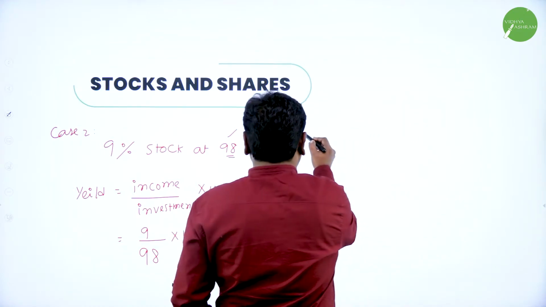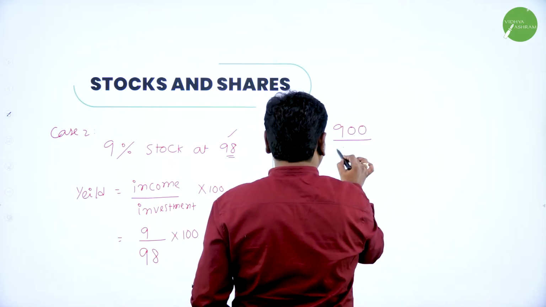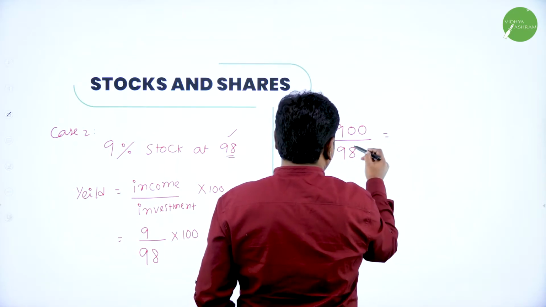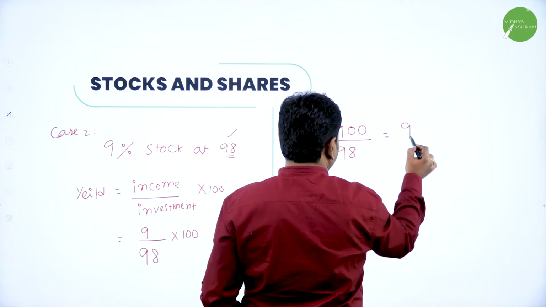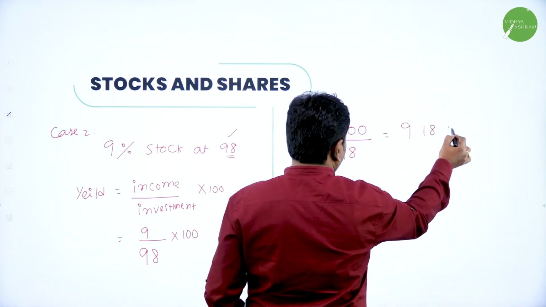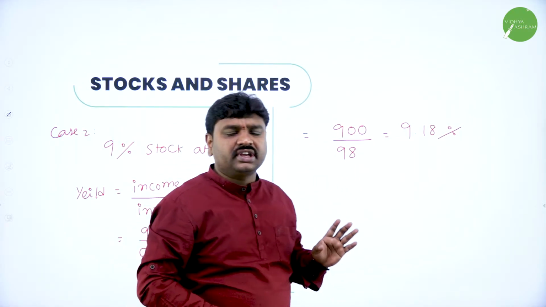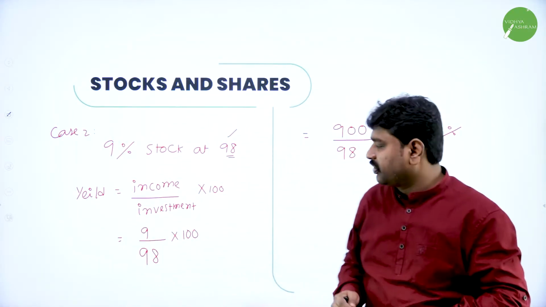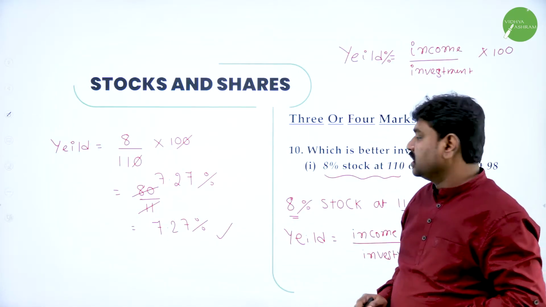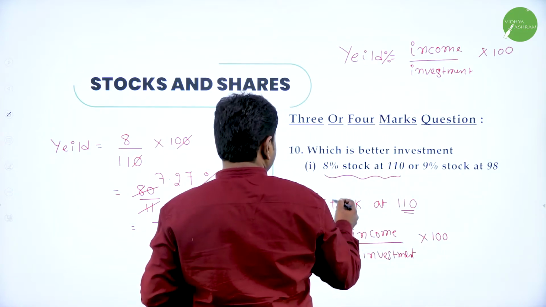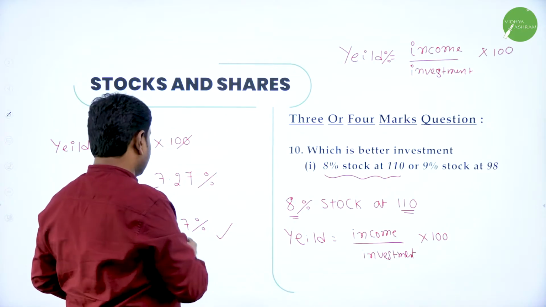Now 900 divided by 98 is 9.18, if you round off. This is the income yield. So yield you got for second case. What is the yield you got? 9.18%. For first case also you got yield. What is the first case yield? 7.27%. So now which is more? Which is more? 9.18 is more than 7.27.